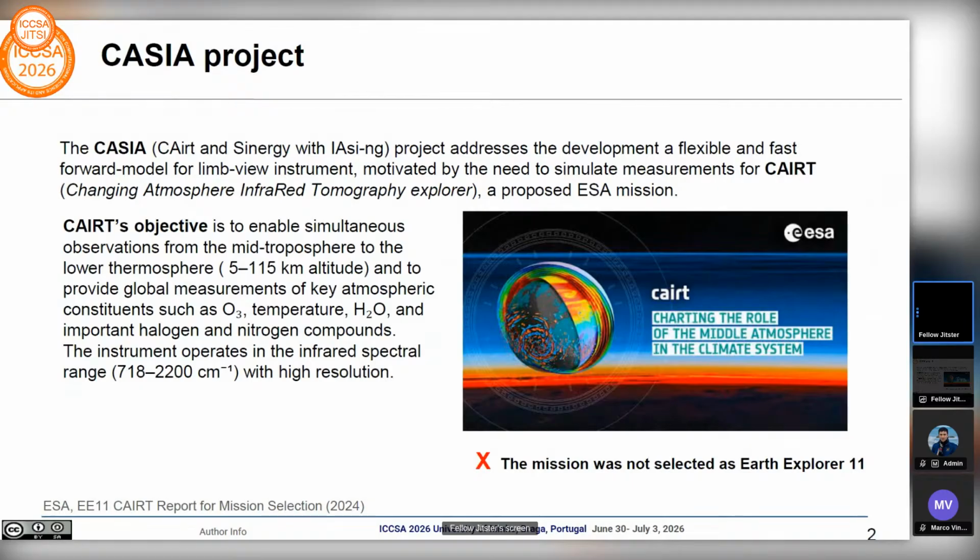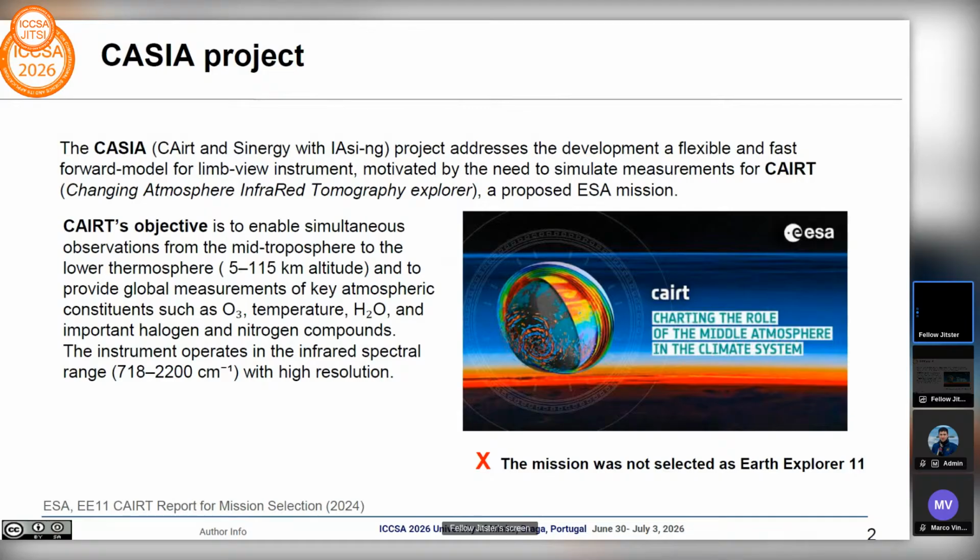This was motivated to simulate measurements for the instrument KITE. KITE was a mission project that operates in the infrared region of the spectrum, and has the main goal to observe particularly the middle and upper atmosphere with a limb viewing geometry.